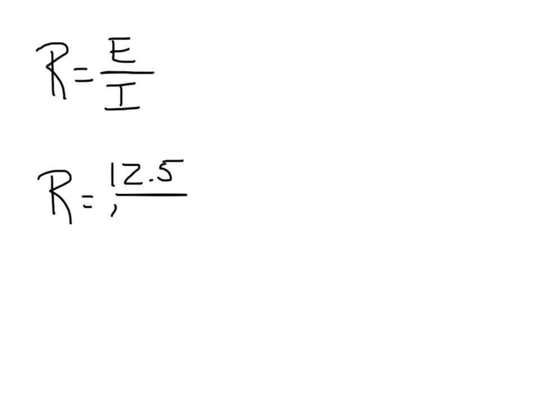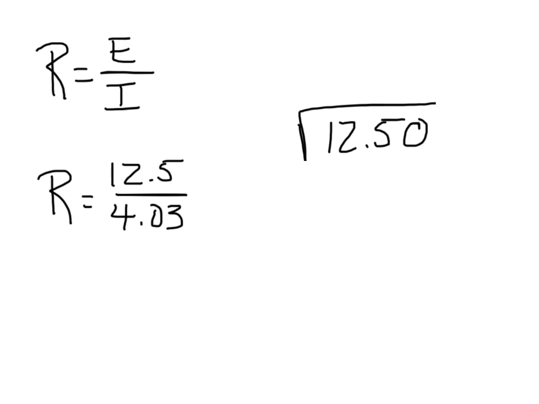Substituting in the values from my diagram, I'll have R equals 12.5 divided by 4.03. And remember, when we're using EAR, it's always voltage that goes underneath the division symbol. So I'm going to have 12.5, and I'm going to add an extra 0 because I need to move my decimal over.